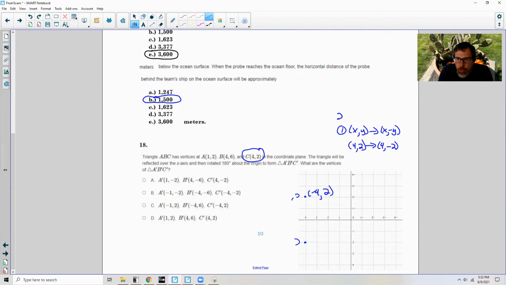So instead of going through the middleman, what's the rule for going from the original C of 4, 2 over to C double prime of -4, 2? Well, what happened? The X became negative, the Y stayed the same. So it's -X, comma, Y. Here is the rule we would use for every single point. X became negative, Y stays the same.